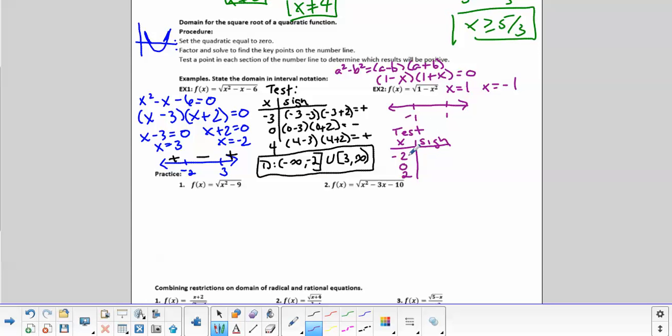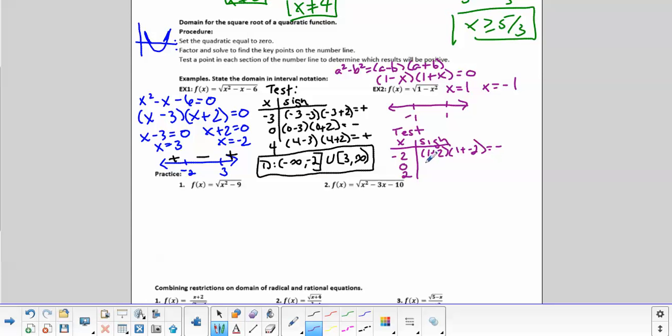Okay, plug in negative 2. I have 1 minus negative 2. So 1 minus negative 2 is the same as 1 plus 2. And then I have 1 plus negative 2. So this is a positive times a negative, which is going to give me a negative result.